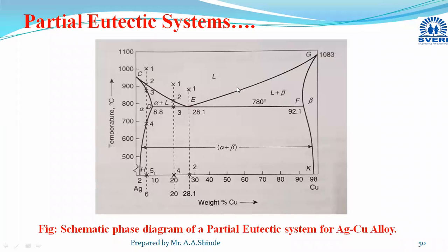Just, these will be hypereutectic, and you have to just change the phase. Instead of alpha, you have to write beta there. I will explain just these three curves.